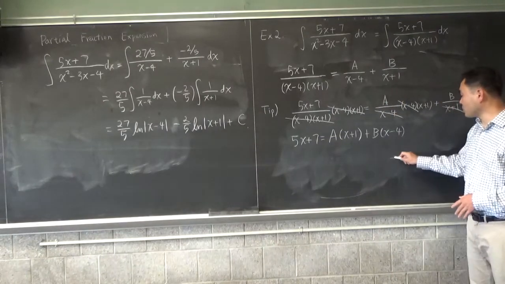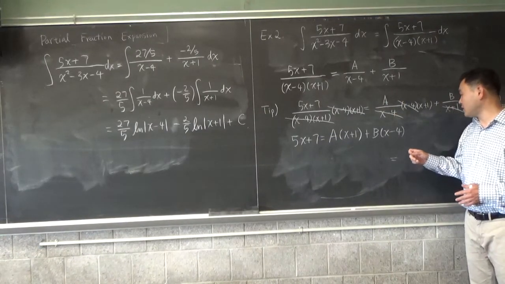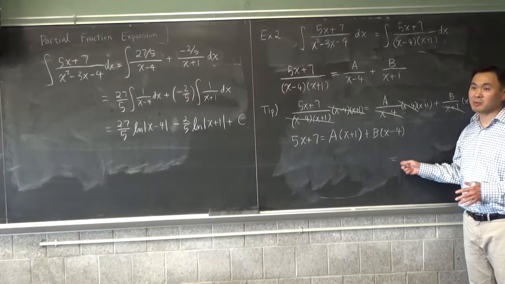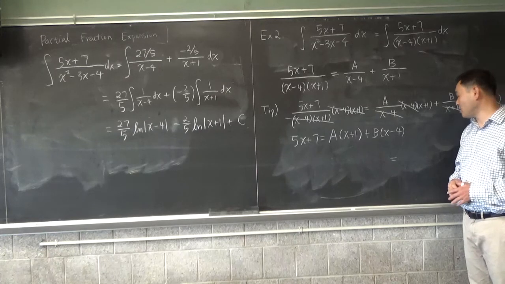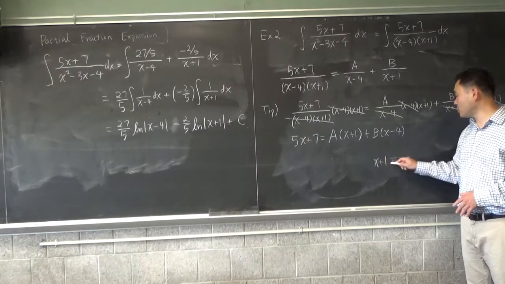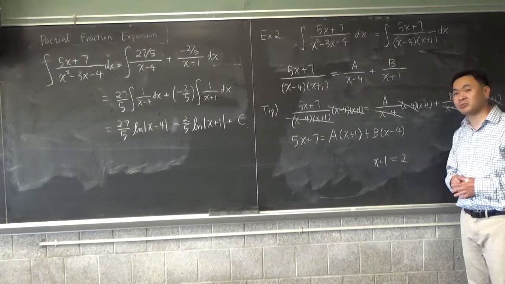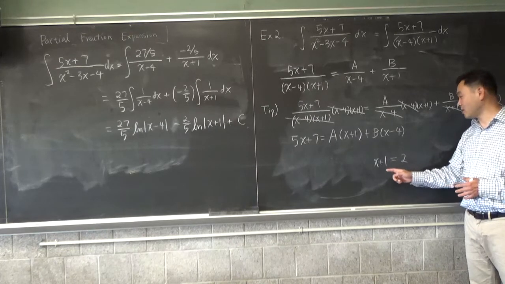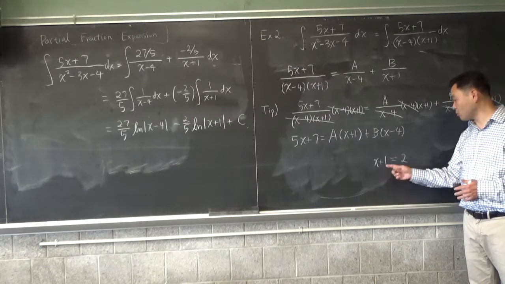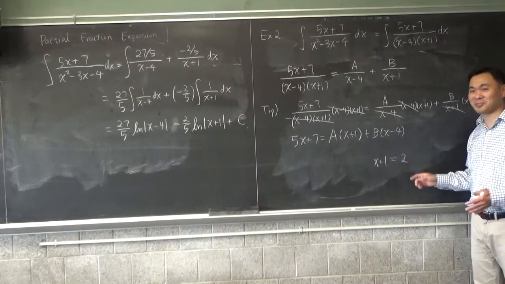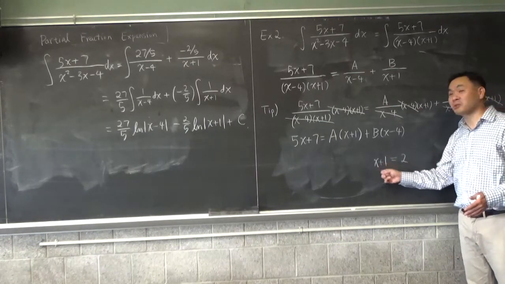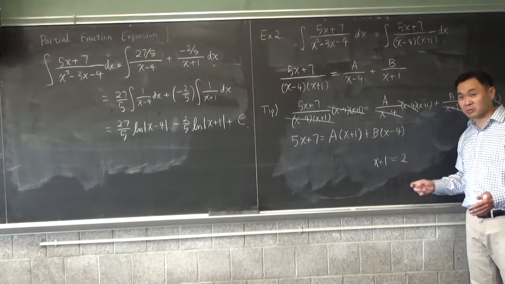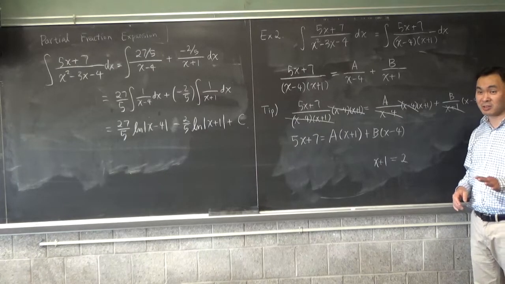Now, when you have an equal sign, it could mean that it's an identity or a conditional equation. Let me try to explain the difference between the two. If you have x plus 1 equals 2, is this always true? No, only when x is 1. 1 plus 1 is 2, right? So x must be 1 in order for this equality to hold. That's called a conditional equality, okay?